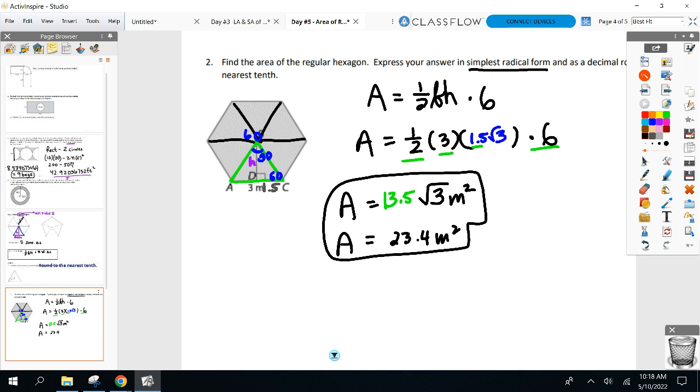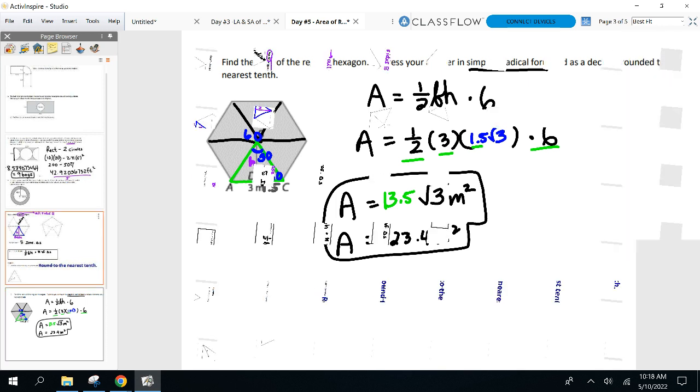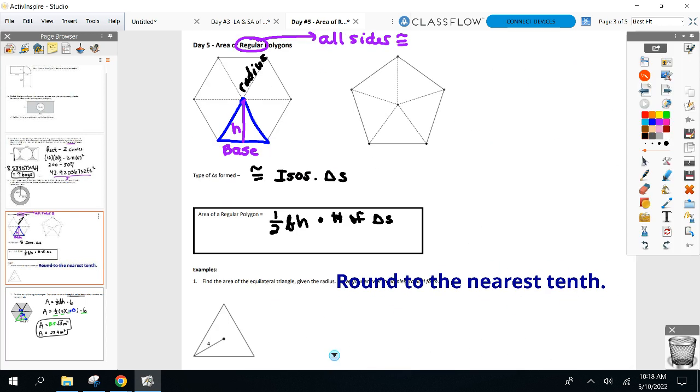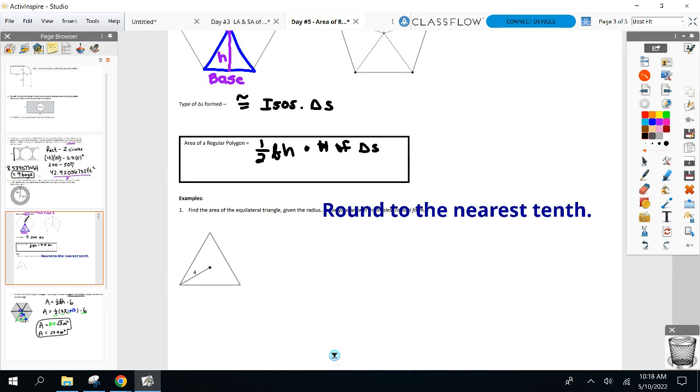Questions, comments? We okay how we got there? Figure out how many triangles you have, find the area of one of them, and then go from there. All right, let's go back. Here we go, triangle. And it says leave your answer in simplest radical form. We're going to round to the nearest tenth. I'm changing the directions here on the fly. Round to the nearest tenth for this.